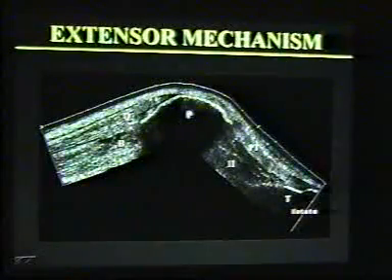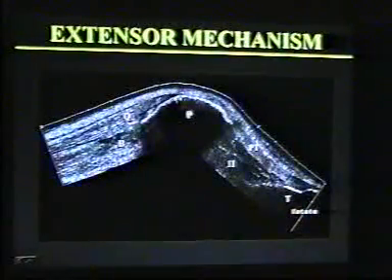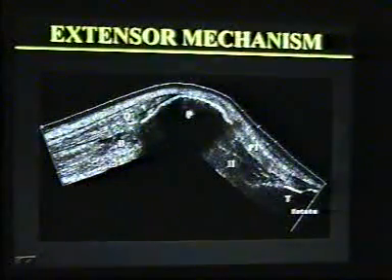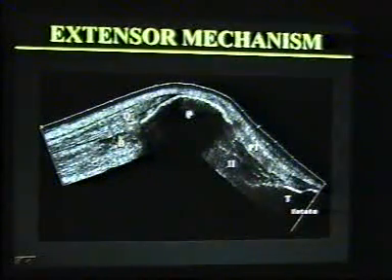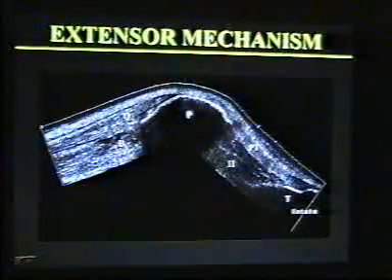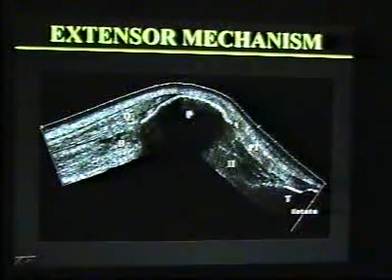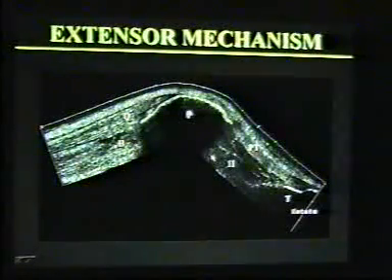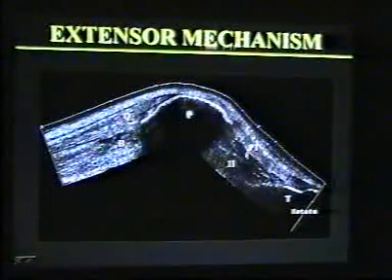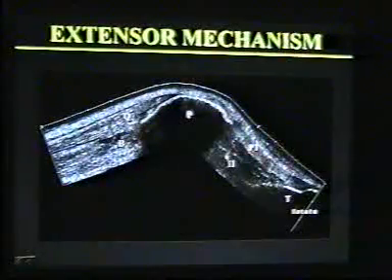Here you can see the skin. This is the patella, quadriceps femoris tendon. Here is the bursa, the suprapatellar bursa. You can see the patellar bursa. Here is the patellar tendon, the proximal part, distal part. We can see both the fat pad and tibia.